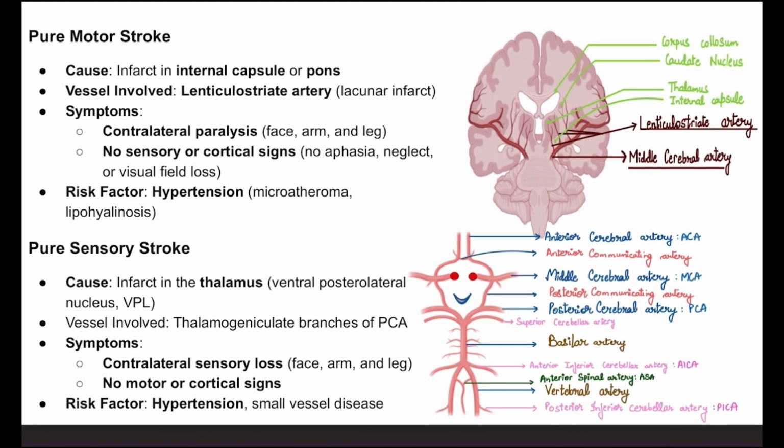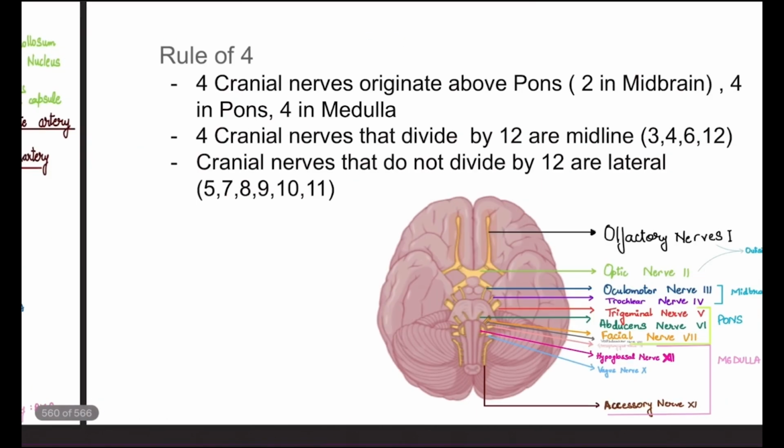Coming to pure sensory stroke, the cause of this would be infarct in the thalamus, in the ventroposterolateral nucleus of the thalamus. Now thalamus, we know, is where all the sensory tracts are coming from. So the symptoms are going to be contralateral sensory loss of the face, arm and leg, and again there would be no motor or cortical signs, and the risk factor would again be, very importantly for any stroke, hypertension is the most important risk factor.